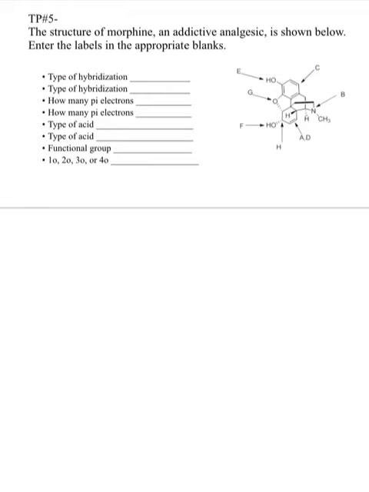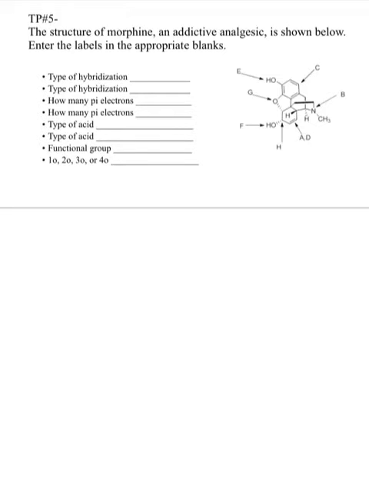Okay, this is problem number 5. This is the structure of morphine. It's an addictive analgesic, which means painkiller. It is shown below. Enter the labels in the appropriate blanks.